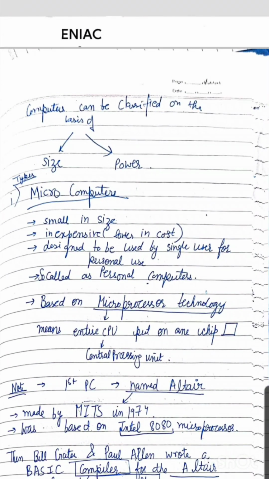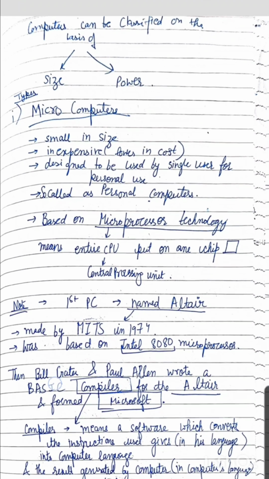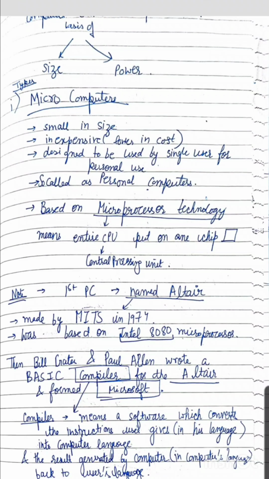They are small in size. They are also called personal computers or PCs because they are used by a single user for personal use. They are lower in cost compared to other computers, and they are based on microprocessor technology, which means the entire CPU is put on a small chip. CPU is the central processing unit, which performs all the functions of the computer.